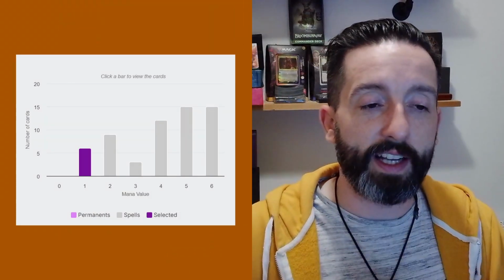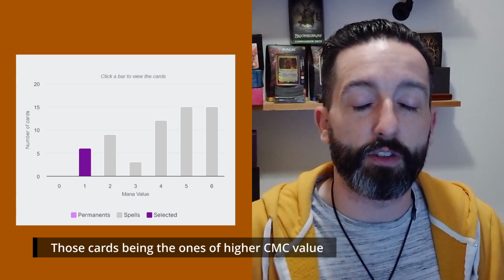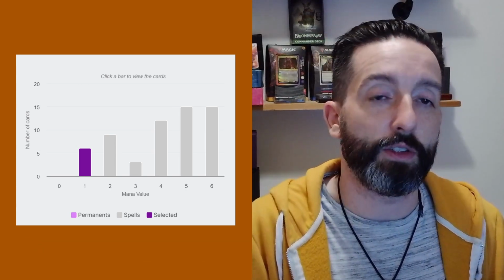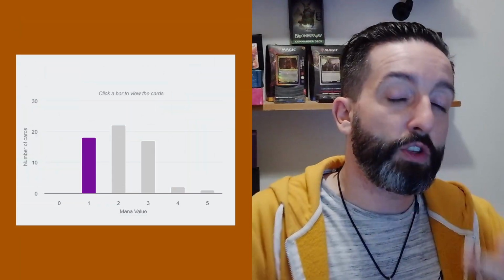So we want to make sure we can cast stuff in the early game, mid game, and late game. If we have a mana curve with a few 1 drops, 2 drops, but then loads of 4, 5, 6 drops, what we might find is we're drawing into those cards early in the game, and we can't actually cast the big stuff, we're just drawing too much of it.